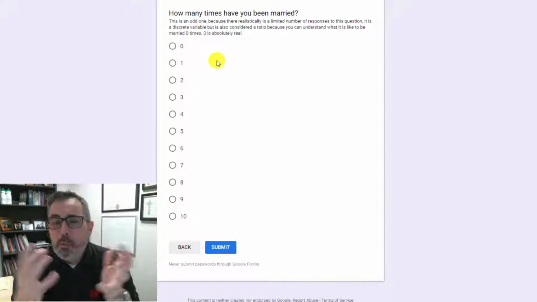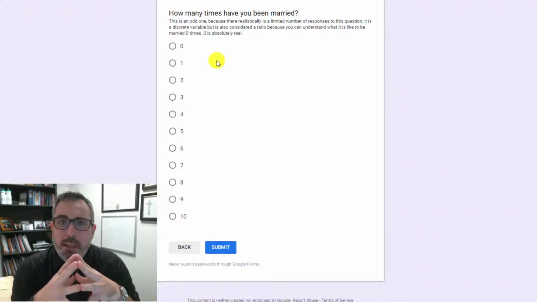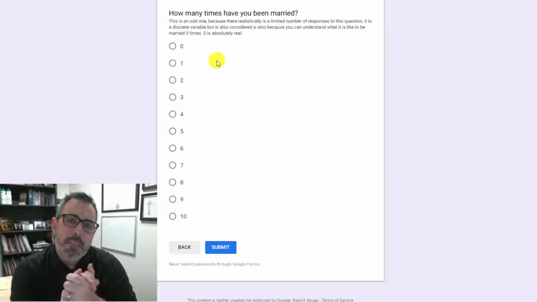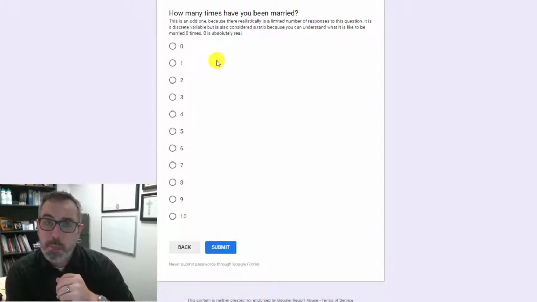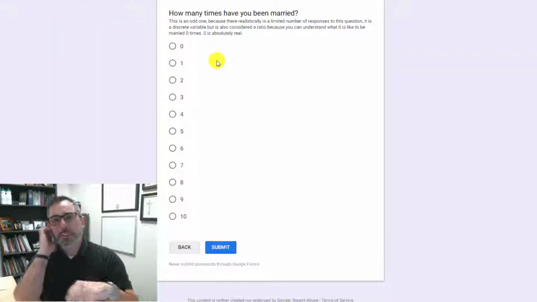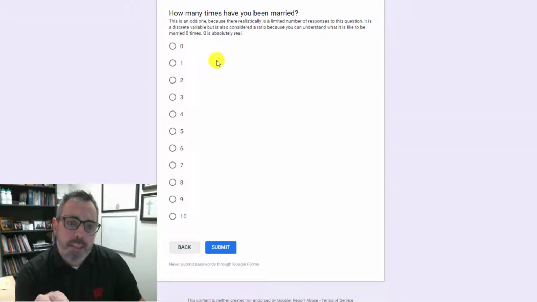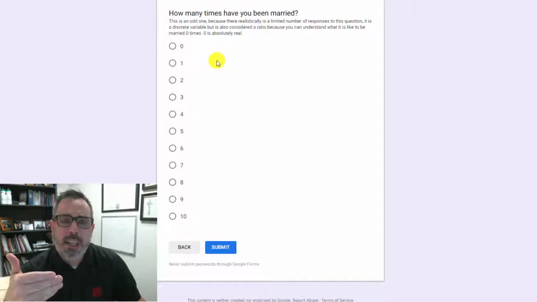And realistically, it wouldn't go on to infinity, right? You'd run out of time eventually there. So it's a discrete, countable answer. But it is also ratio data because being married 10 times means you were married twice as many times as someone who was 5. Now, the one that I've really struggled with is figuring out an example for discrete data that's countable like this, that is also interval and not ratio. So I'll continue to think about that, but that one's been the tough one.